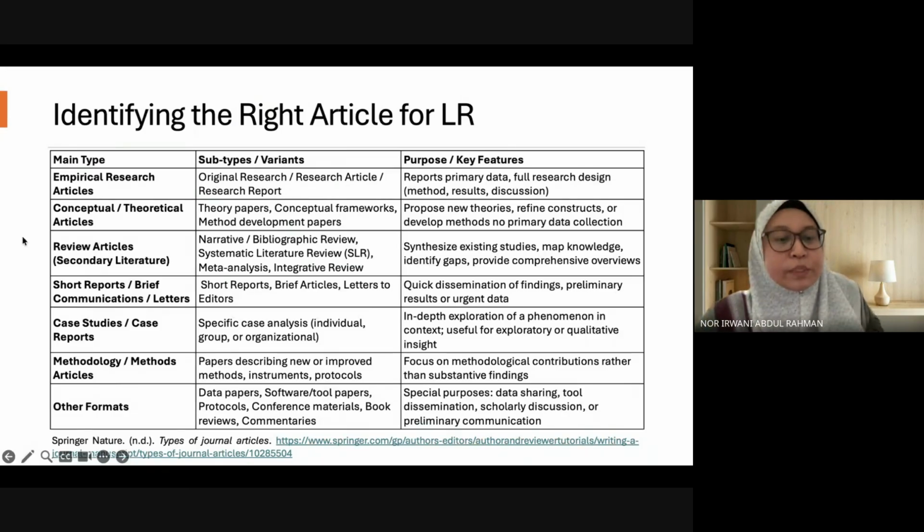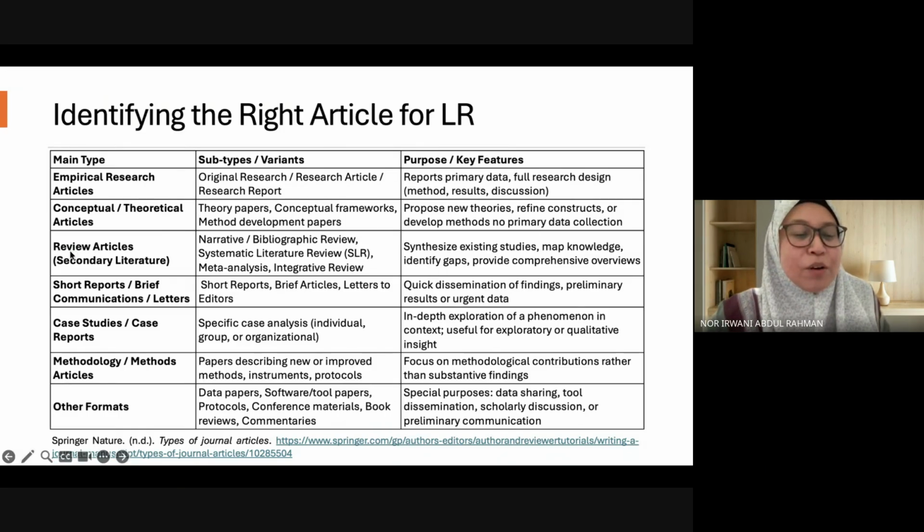So the review article. This one is a conceptual, theoretical model. Not much discussion. It is more about proposing a new theory, a new model, and refining constructs. That's why you find no primary data, so you can skip it.